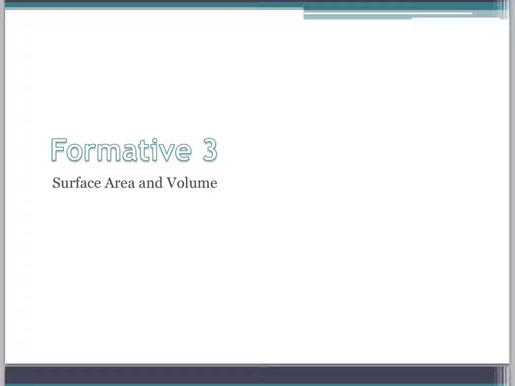All right, here we have it, folks. Our last section of this unit. We're going to do surface area and volume. Part of this is a review for you. Part of it will be new. Lots of formulas here. You don't have to memorize them, but it wouldn't hurt to know them really well.